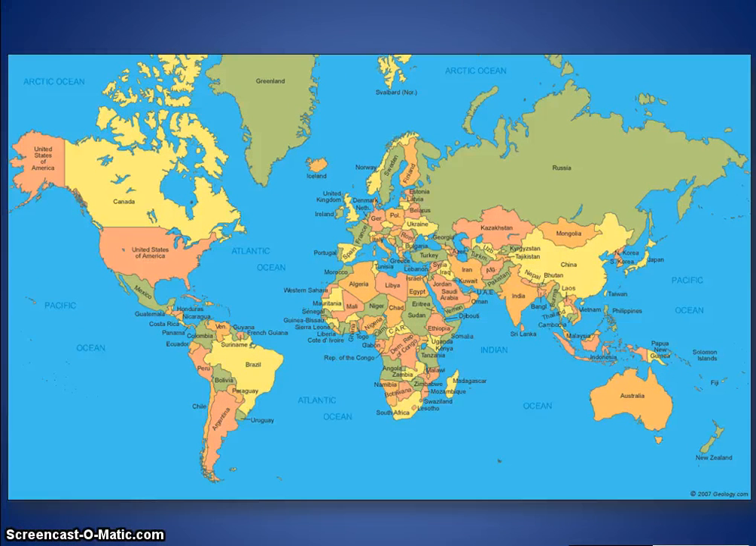So here we have a map of the world. Here, of course, is the United States, and what we're discussing are reasons why people might come to the United States from other countries to live. That's called immigration.